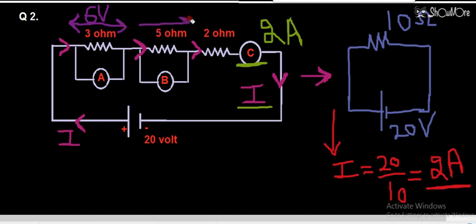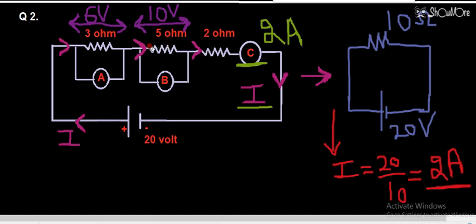This is a 5 ohm resistance, and 2 ampere current is flowing through it. So 5 into 2, 10 volt will drop here. You can note down the step. V1 is equal to I into R1, that is, I will be 2, 2 into 3 is equal to 6 volt.